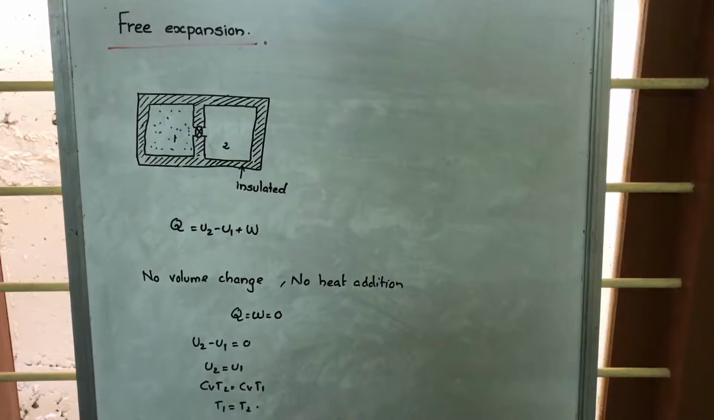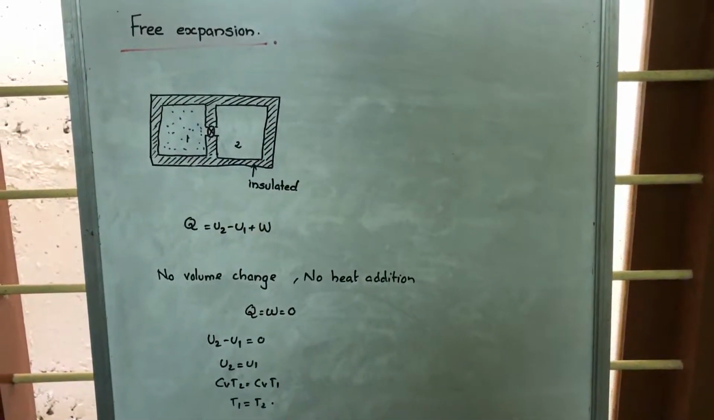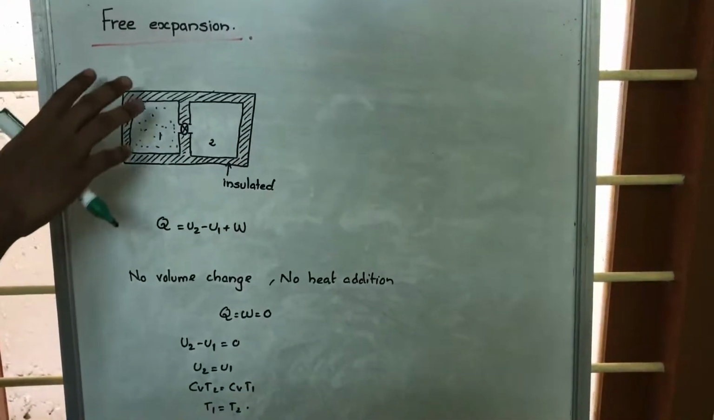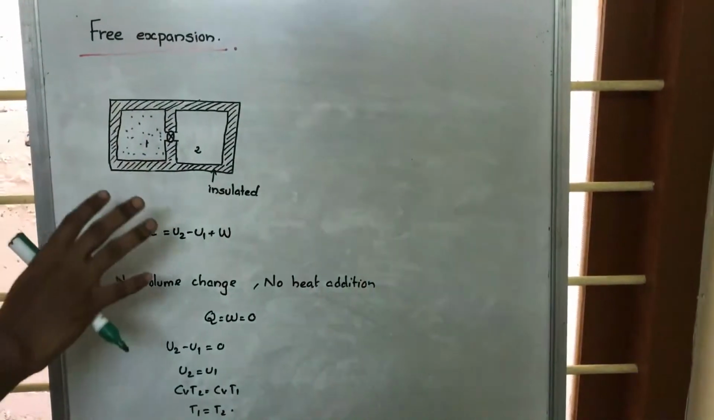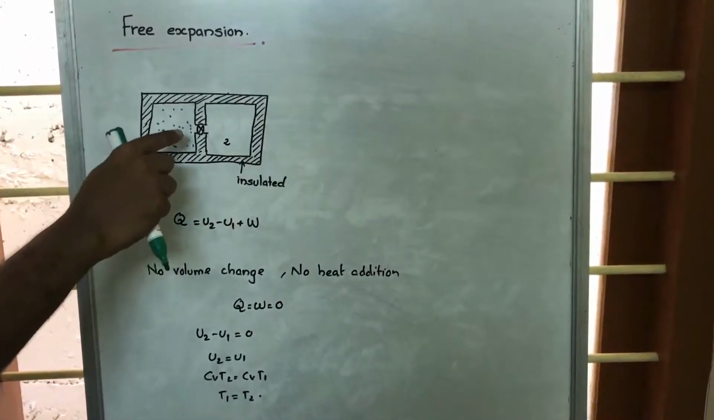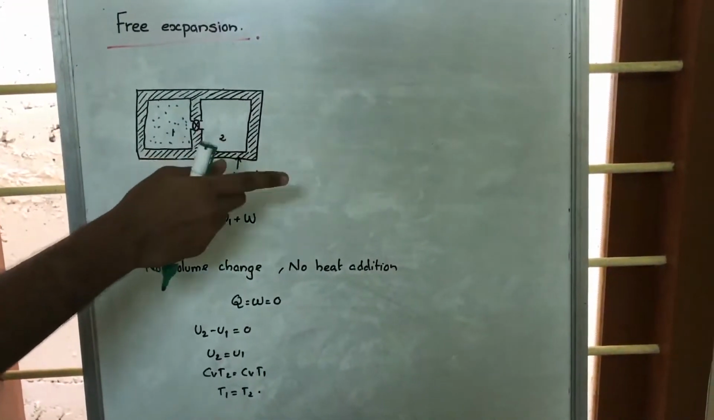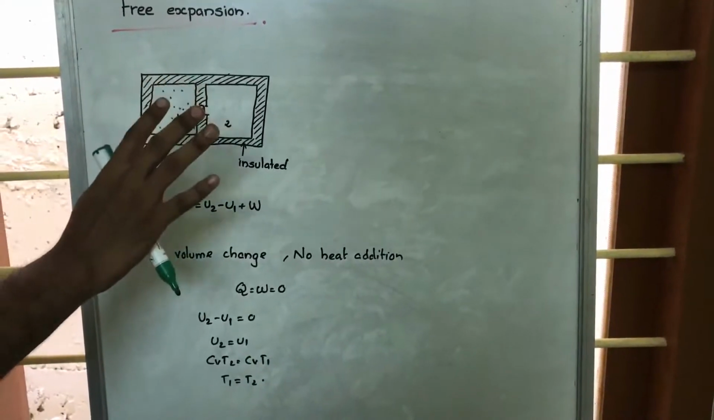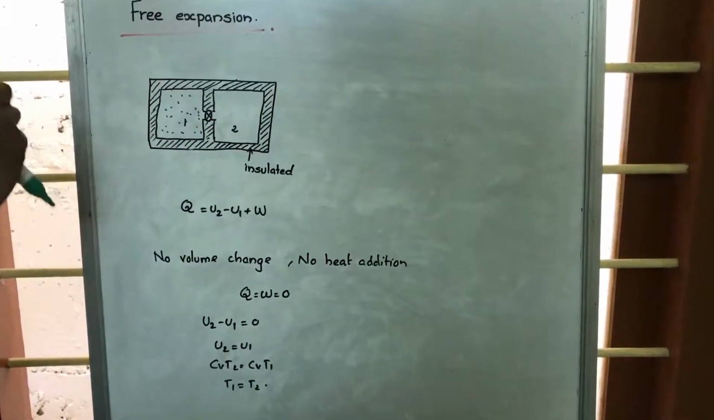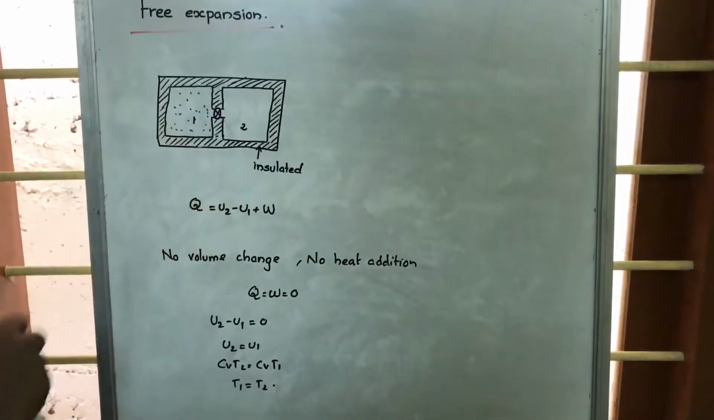So now we are going to discuss some properties of this free expansion. Here we have two chambers, 1 and 2, thermally insulated by some boundary. A pipe with a wall connects these two vessels. Initially the gas is present only in vessel 1, and vessel 2 is evacuated.